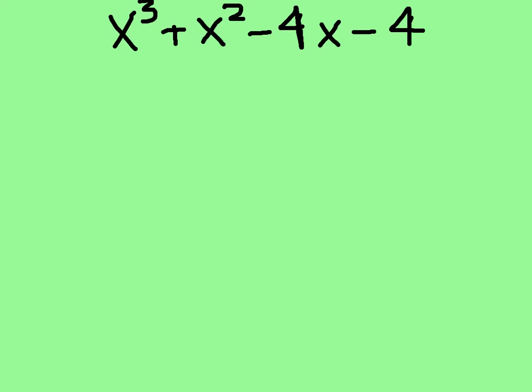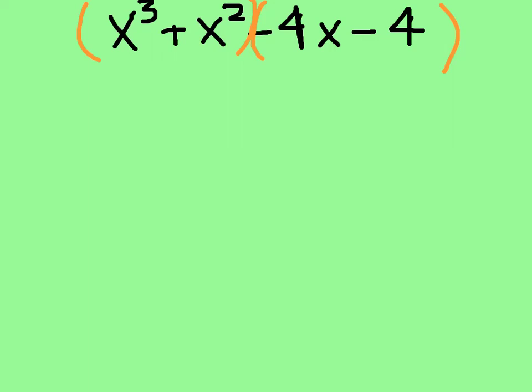Here's the next polynomial I need to factor: x cubed plus x squared minus 4x minus 4. Just like in my last example, I'm going to group the first 2 terms together and the second 2 terms together. Now this one's a little tricky because I have a subtraction sign right here, so I want to make sure that I don't lose that negative or the subtraction.